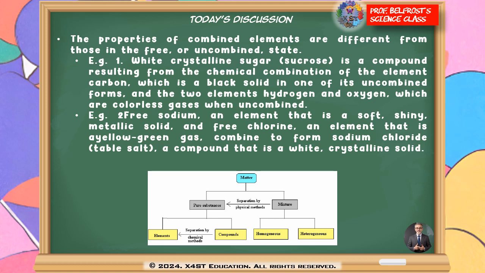The second example is sodium, an element that is a soft, shiny metallic solid, and when combined with chlorine, an element that's a yellow-green gas, you have sodium chloride, your table salt, a compound that is a white crystalline solid.